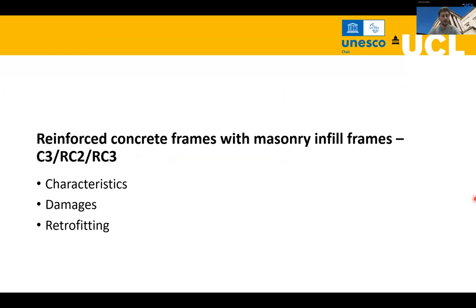So what we saw until now is the bare frames. Now let's see what happens with the masonry infills. In FEMA 647, they are called C3, while in the GLOSSY approach, they are considered as RC2 and RC3.